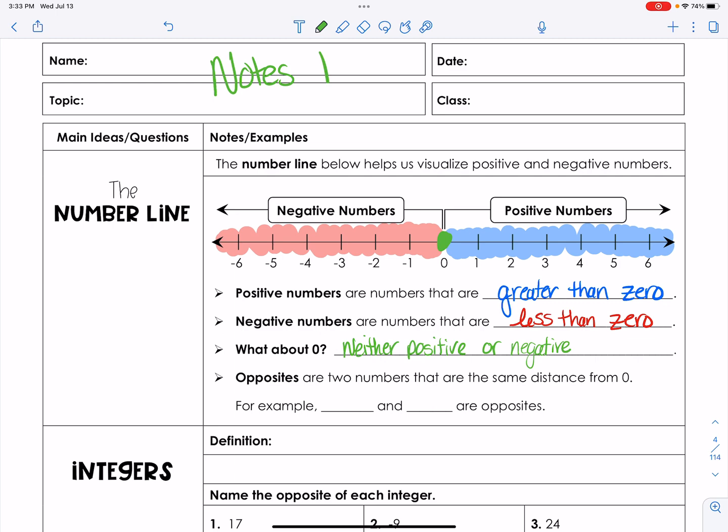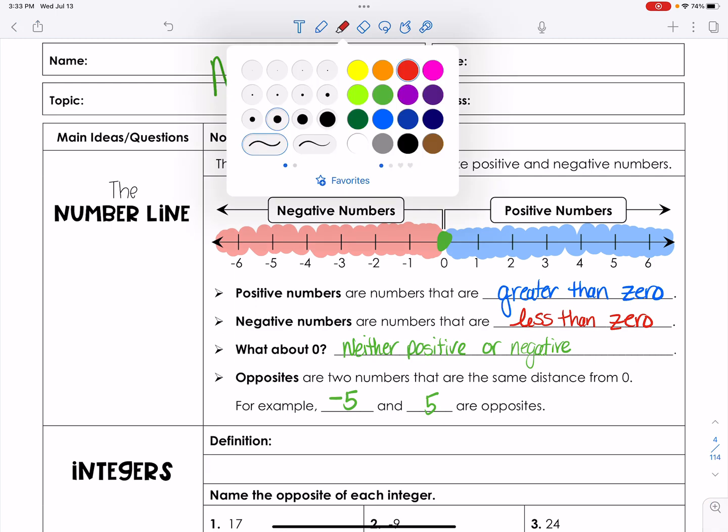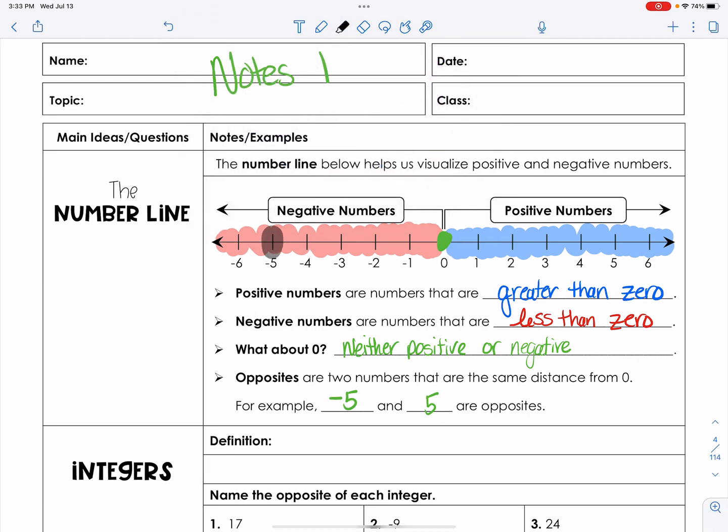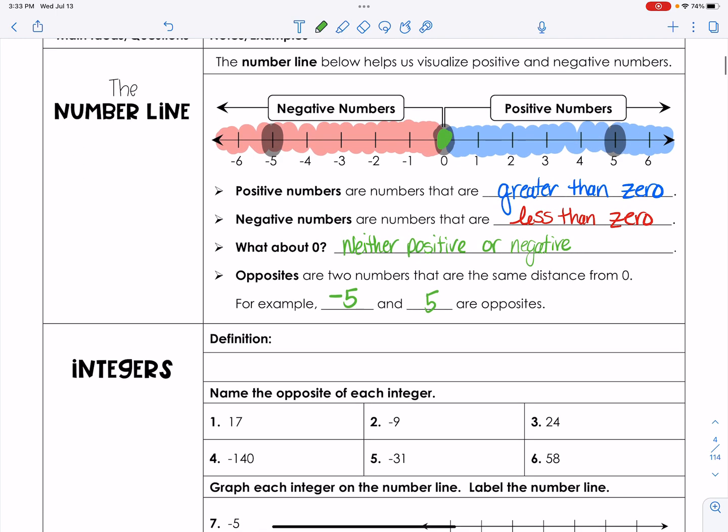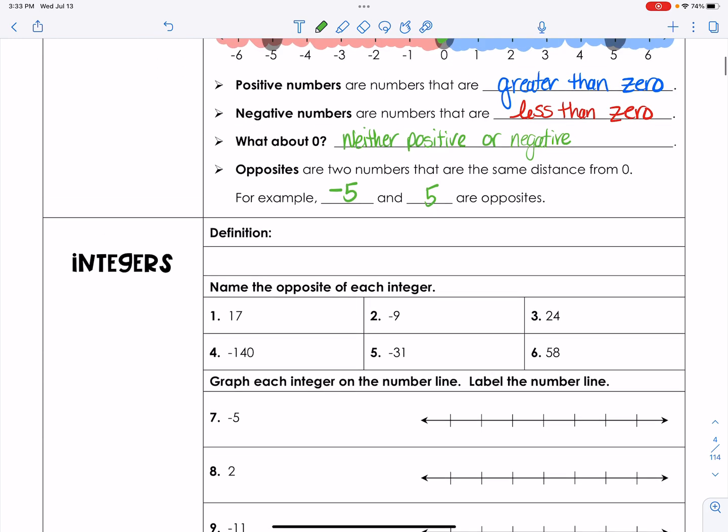Opposites are two numbers that are the same distance from 0. For example, a -5 and a +5 are what's considered opposites. If I go right here to a -5 and I go right here to a +5, I am the same distance from 0. I'm 5 away from 0. One is 5 to the right, so positive numbers are to the right of 0. Negative numbers are to the left of 0. All right? So this is going to be important as we move along.